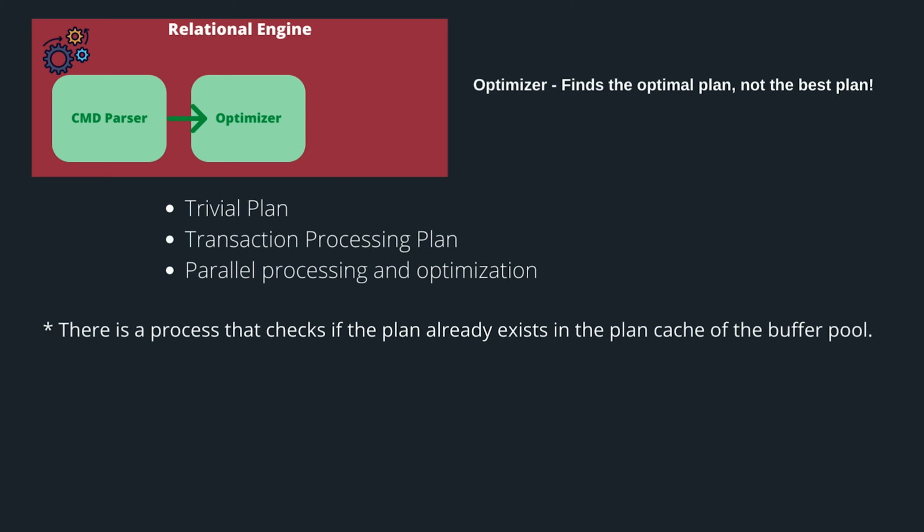Now, it's important to understand that if the plan already exists in the buffer pool, and we'll see more about this later, then you won't have to do the optimization. Okay? And why would the plan already exist? Well, it would exist because someone before you already tried that query, and now it lives in the plan cache in the buffer pool.